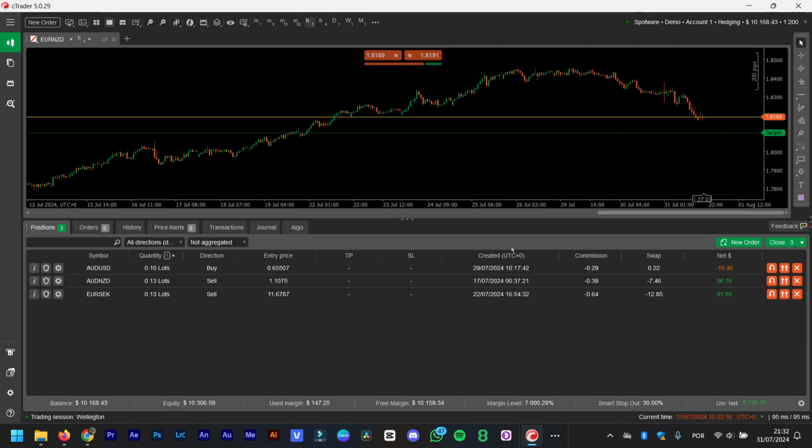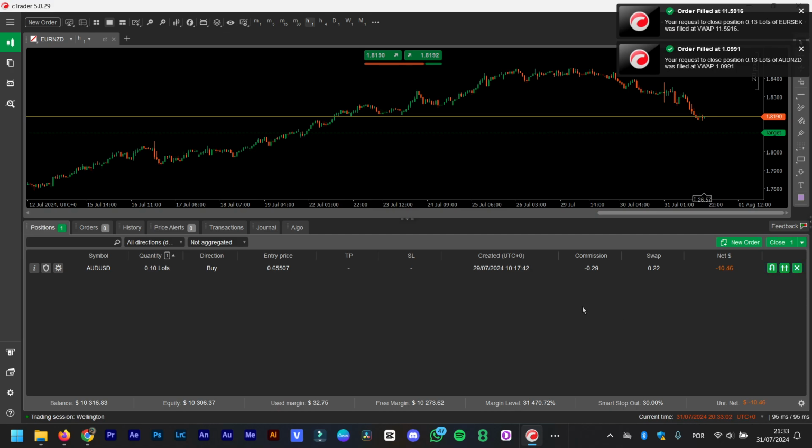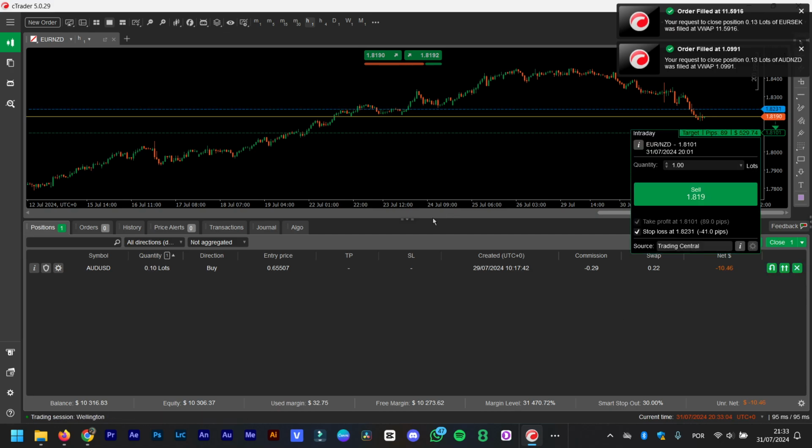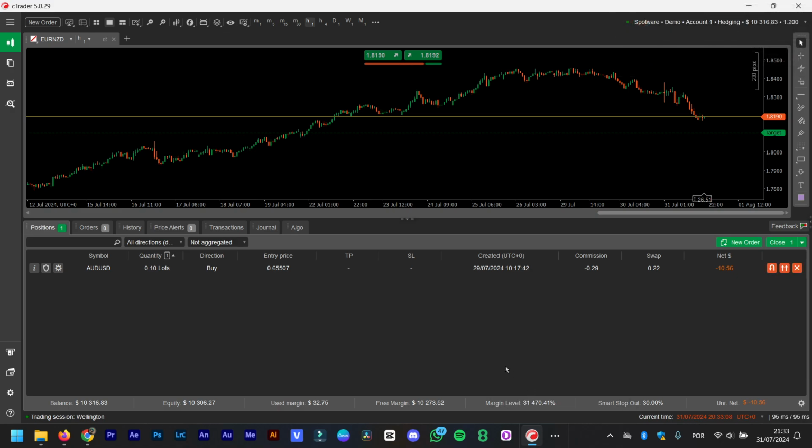So what I'm gonna do with this trade is close these two trades right here because I have more than 1% of profit, just so I can guarantee it. Now as you can see, I have 31,000% of margin, which is really cool. And that's pretty much what we're looking for. The higher the margin, the better for us.